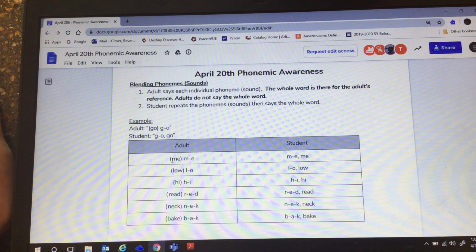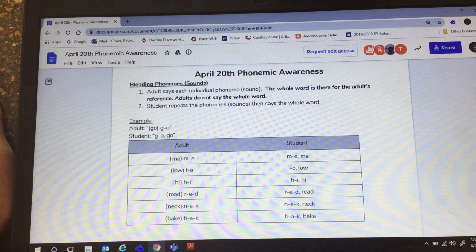So let's try one more. For example, this is in parentheses to cue the adult that we're talking about the word "me." So you're going to look at this and say "e, e." And the student's going to go "e, me." So again, you're saying the two phonemes, and the student is repeating the phonemes and then blending them together.